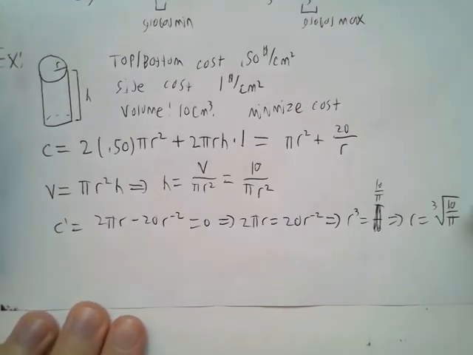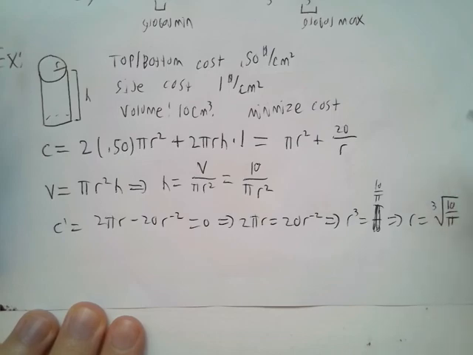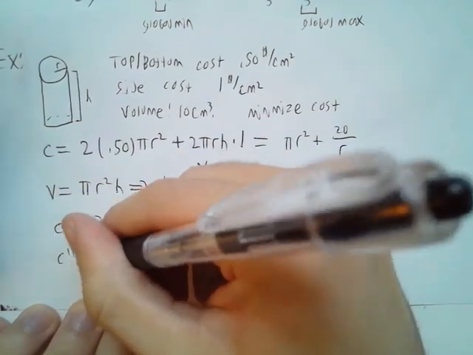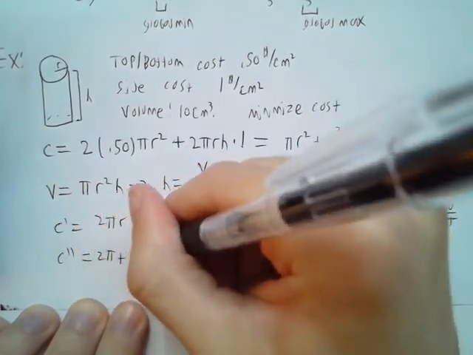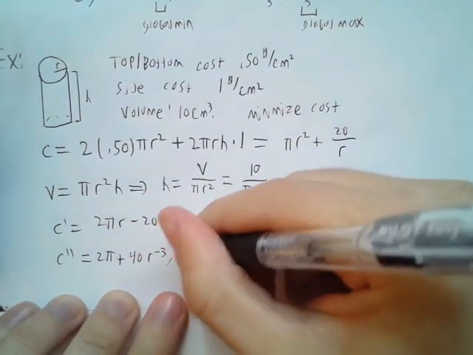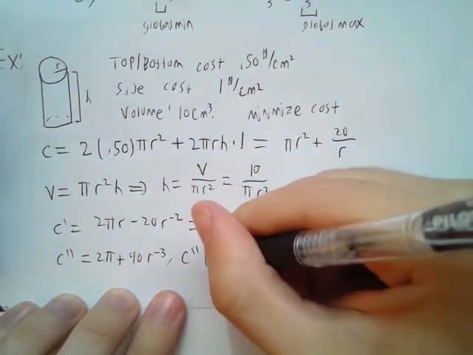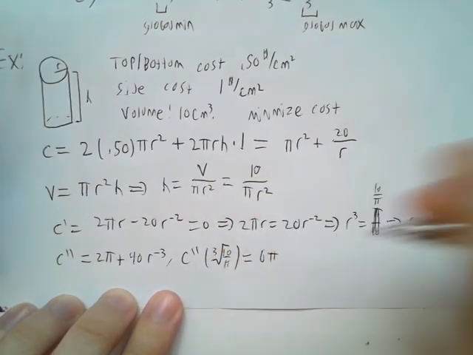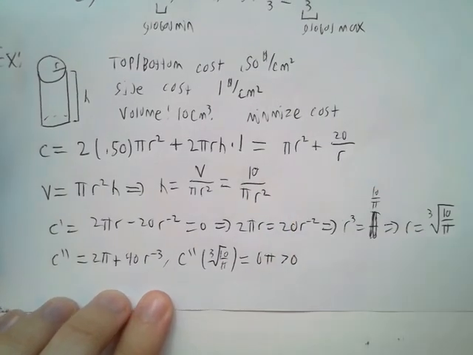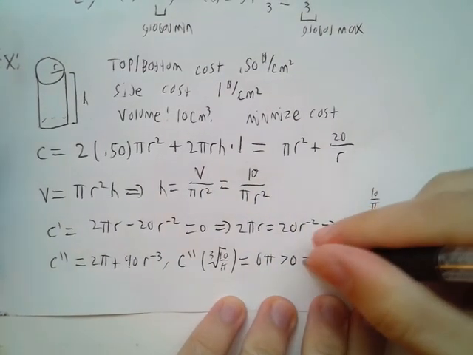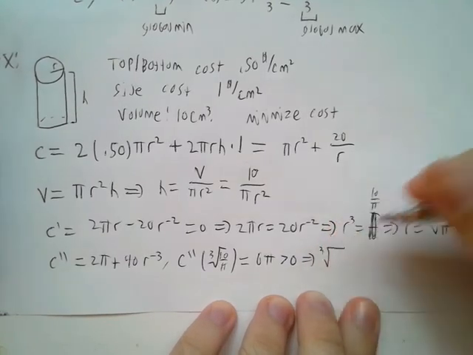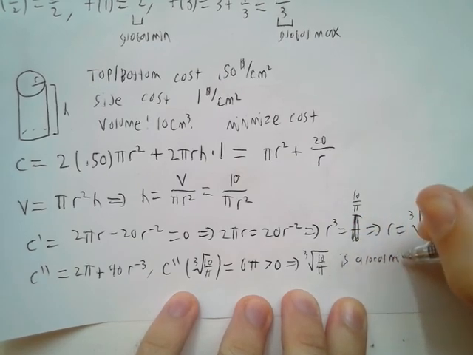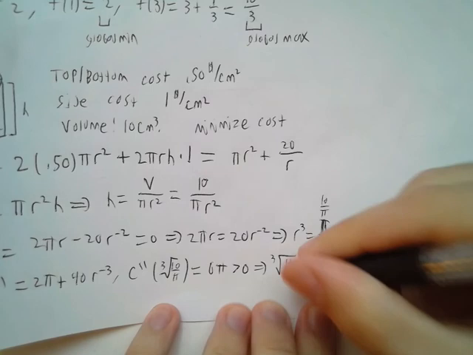Next, we want to make sure that this is actually a minimum of the cost. We can do that by finding c double prime. That turns out to be 2 pi plus 40r to the negative 3. C double prime of this critical point works out to be 6 pi if you do some arithmetic. This is greater than 0. So that means that cube root 10 over pi is a local min by the second derivative test.